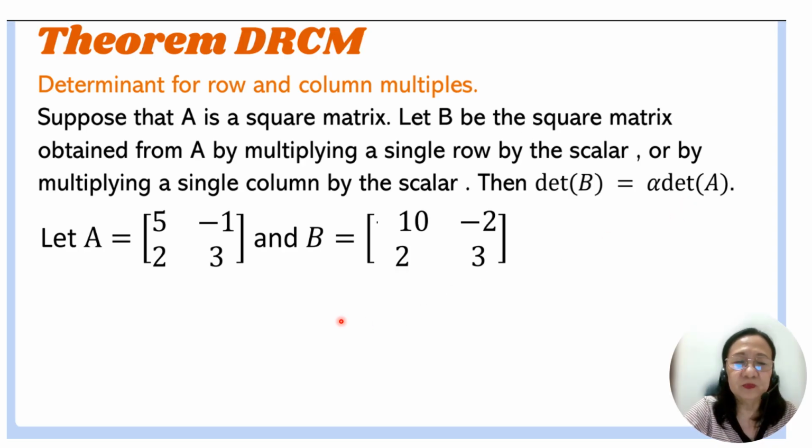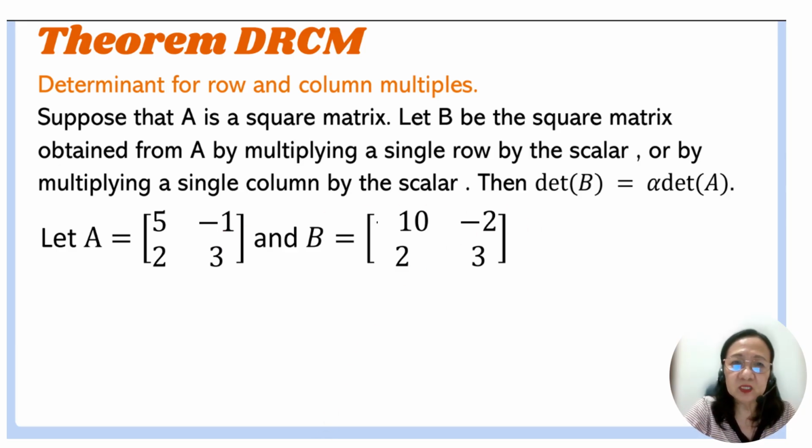So let us see. Looking now at our matrix A, whose entries are 5, negative 1, 2, 3, our matrix B will be 10, negative 2, and we have the same row, 2, 3, for the second row of both matrices. So what have you observed in the first row? Matrix B is obtained by multiplying 2 to the first row of our first matrix. So 2 times 5 is 10. 2 times negative 1 is negative 2.